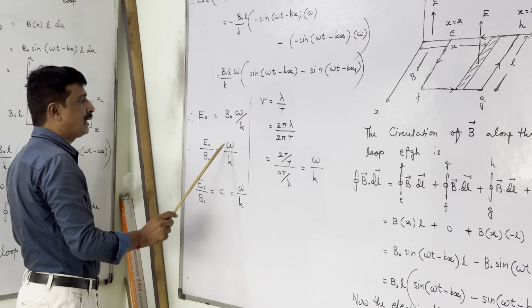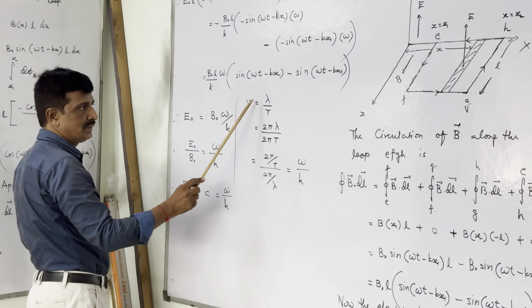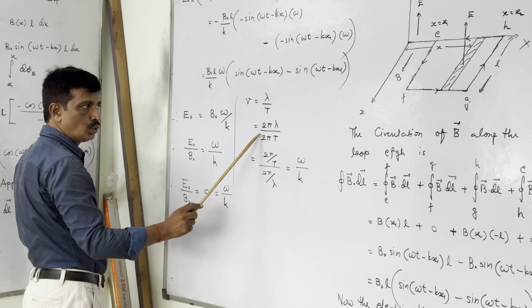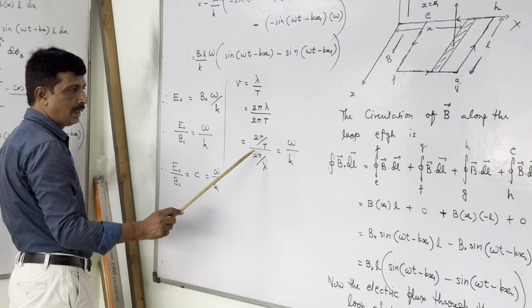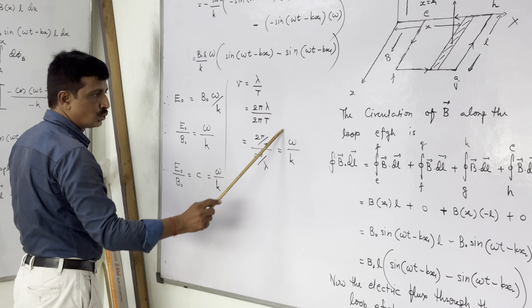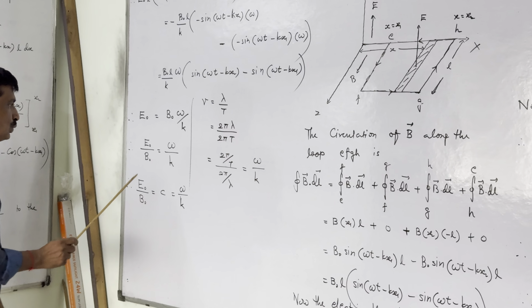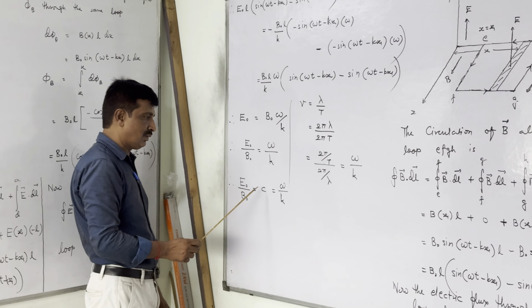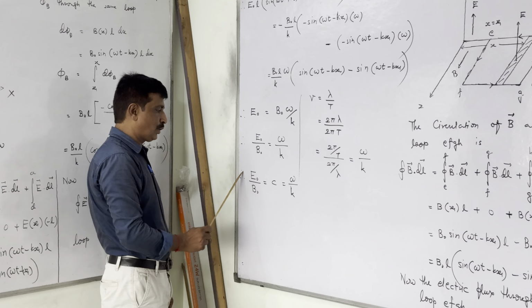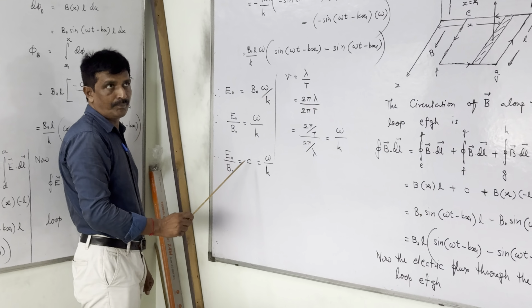But we know that omega by k is the wave velocity, because v is lambda by T. Multiplying both by 2 pi, rearranging the terms, we get 2 pi by T upon 2 pi by lambda. It is omega, and this is k. So omega by k is the wave velocity. So E naught by B naught is omega by k. But here the wave is a light wave, so it is c, the speed of light in vacuum. So E naught by B naught is c.